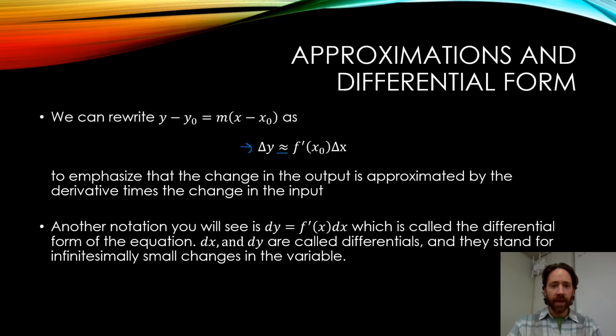Another way to write this down, and you'll see this in all sorts of textbooks, is dy equals f prime dx. So this is called a differential form, and the dx and the dy, it's not d times x and d times y. This is one variable, dx, and it's called the differential. It's supposed to stand for infinitesimally small changes in the variable, but in practice we will give some non-zero value to these variables.